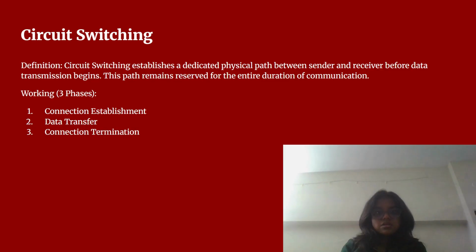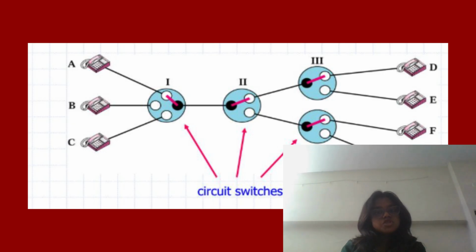Advantages of circuit switching. Now let's understand why circuit switching was used for so many years. Number one, guaranteed bandwidth. Once the circuit is established, bandwidth is fixed and predictable. Number two, no packet loss. Data is transmitted continuously, not in packets. Number three, constant delay. Very important for voice communication. Number four, high reliability. Once connected, communication is very stable. This is why traditional telephone networks relied on circuit switching.